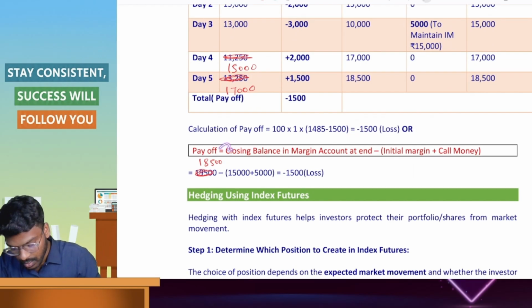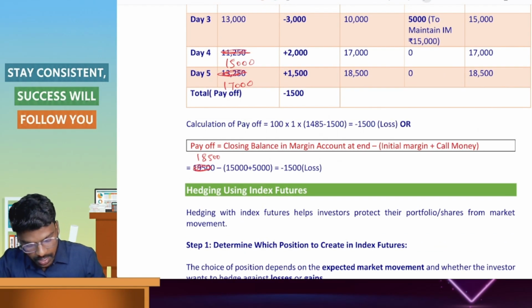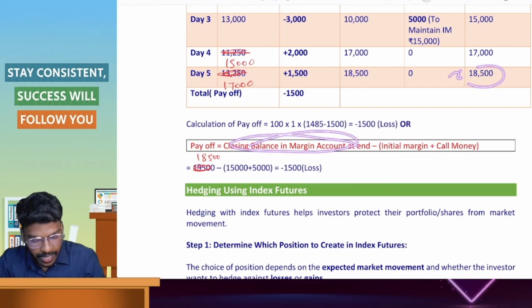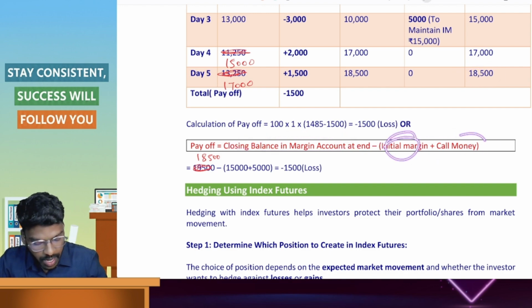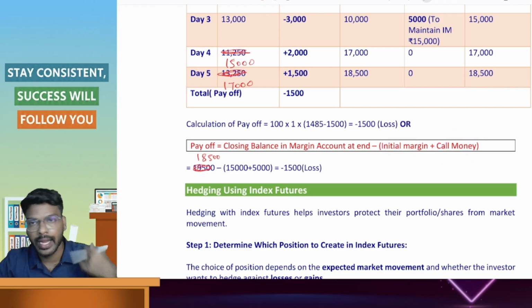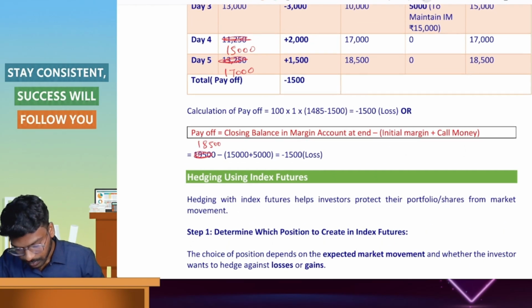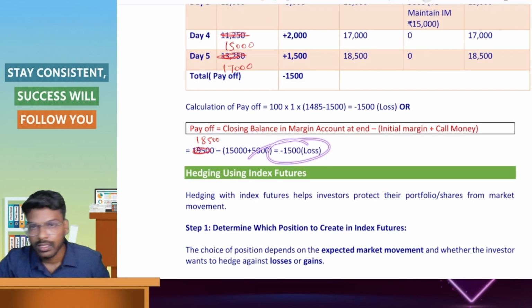Or you can compute using this formula: closing balance of margin account at the end. Closing balance is 18,500 minus initial margin, also what amount? That is my inflow. Okay, 18,500 is my inflow, my balance. This is my outflow: initial margin and call money is my outflow. I have paid the amount to the stock exchange to maintain my balance. So my deposit is 20,000. So 18,500 minus 20,000 will give you 1,500 loss.